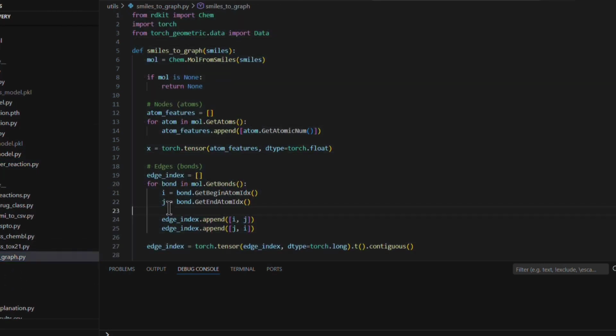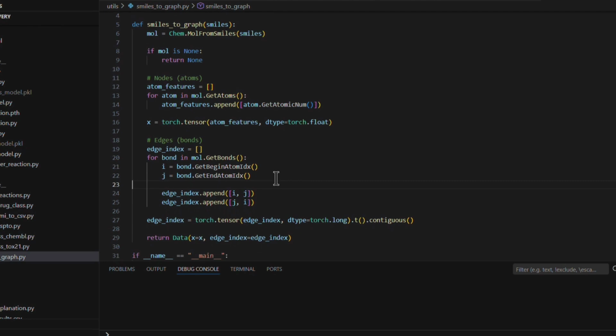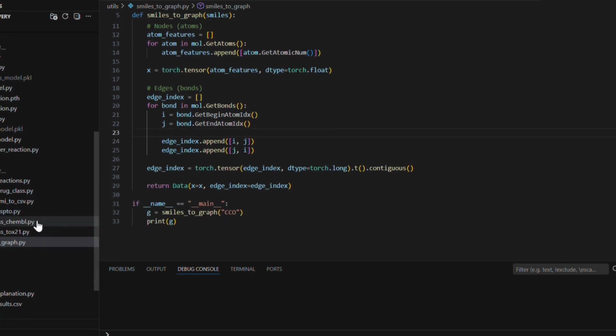And coming to this code, it is actually used to convert a molecule into a graph structure for deep learning models. It extracts atoms as nodes with features like atomic number, and bonds as edges connecting them. These nodes and edges are organized into a format compatible with PyTorch Geometric. If the string is invalid, it safely returns None to avoid errors. Overall, it prepares chemical data so it can be used in a GNN.